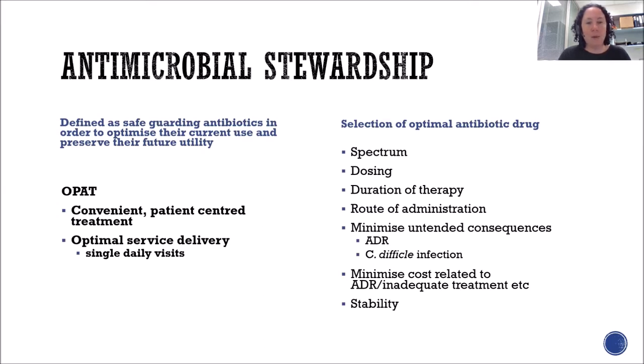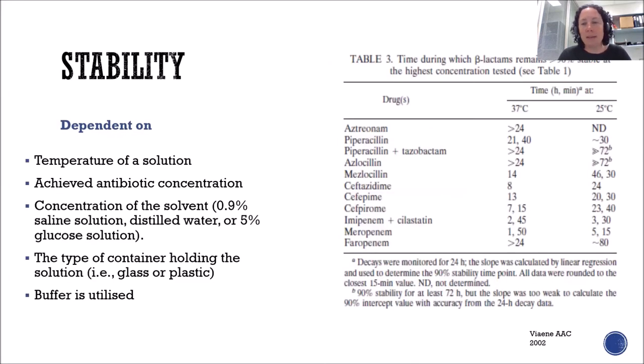So I'd like to touch upon, from here, a few of these AMS principles and what we've been doing in our service in terms of strategies to optimise AMS when we feel that the selection in terms of AMS is perhaps not optimal. The first of which relates to stability, which is going to be touched upon later on, so we'll only be going into it in a minor way.